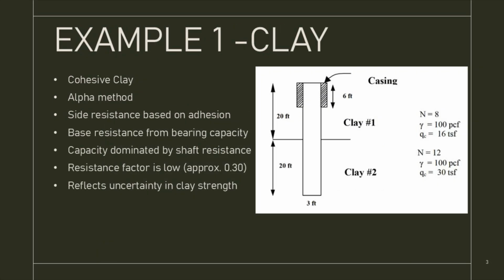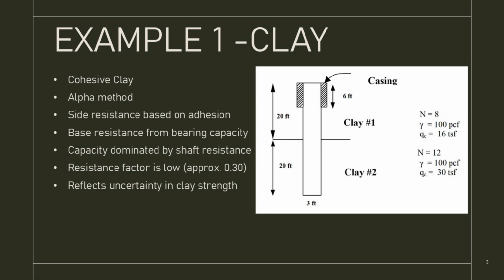The first example is a drilled shaft in clay. Because the soil is cohesive and behaves in undrained conditions, the design uses the alpha method for side resistance. In this method, side resistance is calculated as alpha times the undrained shear strength. This reflects the adhesive bond between the concrete and the clay.